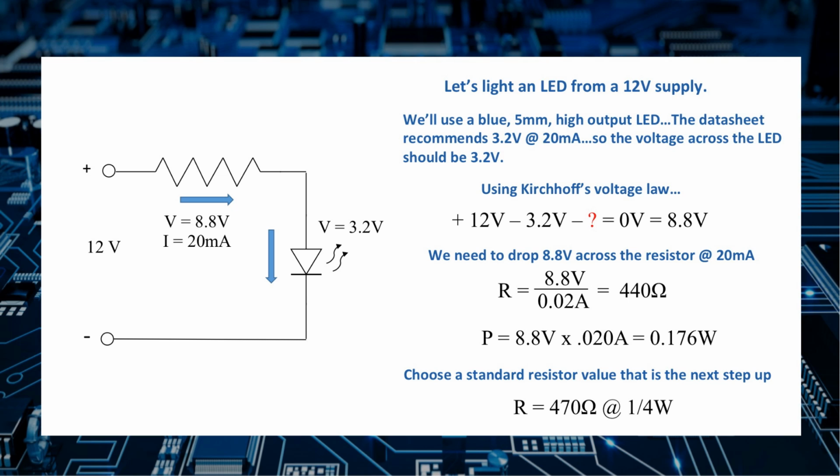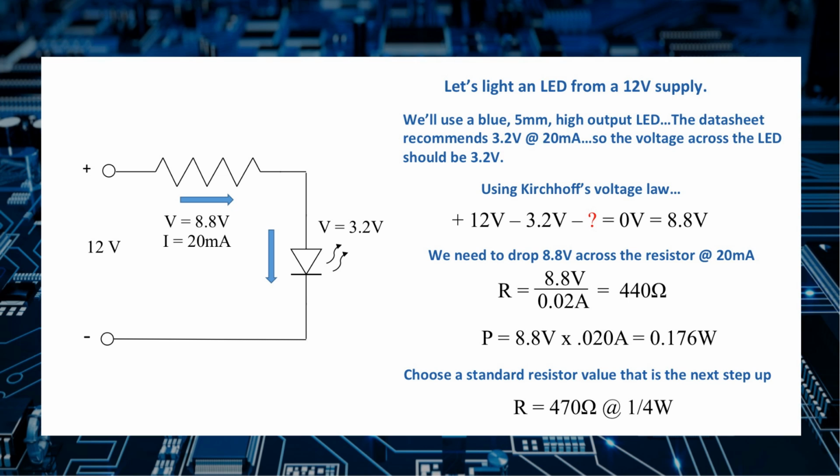We also need to look at the power to make sure that we don't end up with a ball of smoke and fire. So calculating the power, V times I, or 8.8 volts times 0.020 amps, equals 0.176 watts, 176 milliwatts. Since 440 ohms isn't a standard value, we'll use the next higher standard value resistor, and that's 470 ohms at a quarter watt.